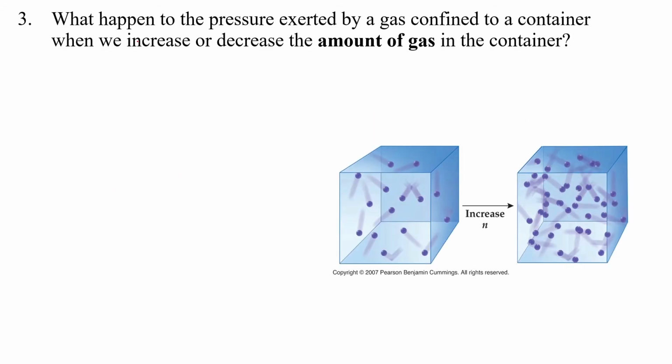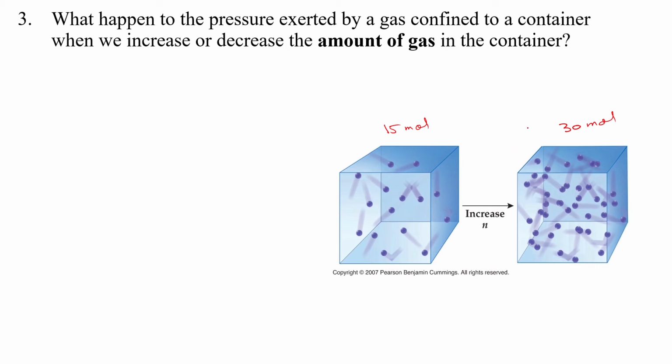The third case we have is what happens to the pressure exerted by a gas confined to a container when we increase or decrease the amount of the gas in the container. Now for this, let's assume that we have one container with 15 moles and we added more gas to this container, and now we have 30 moles of gas in this container. The volume is the same, we are not making any change. The temperature is the same, we are not making any change to the temperature as well. But the number of moles is increased.